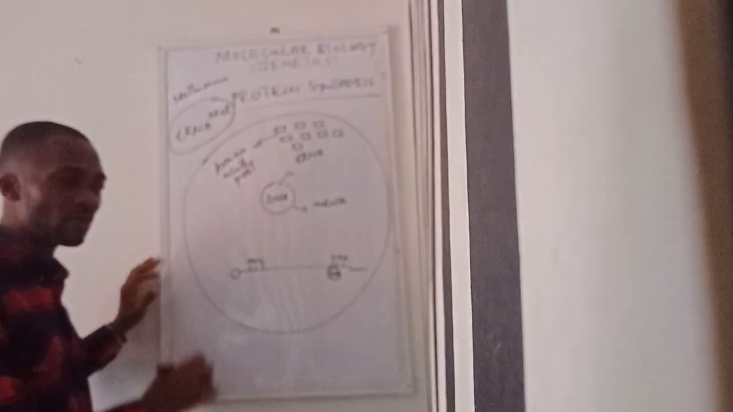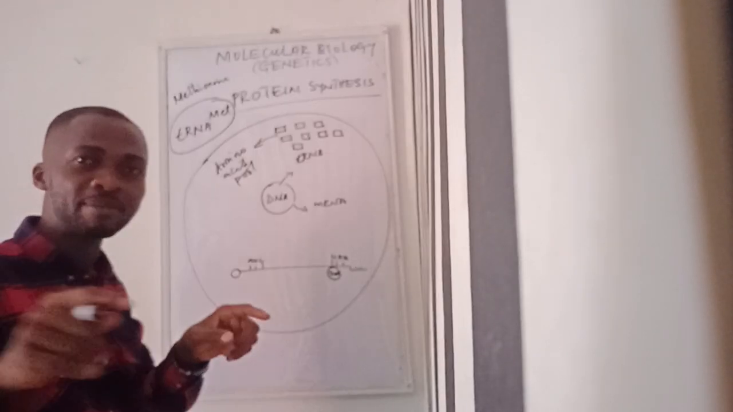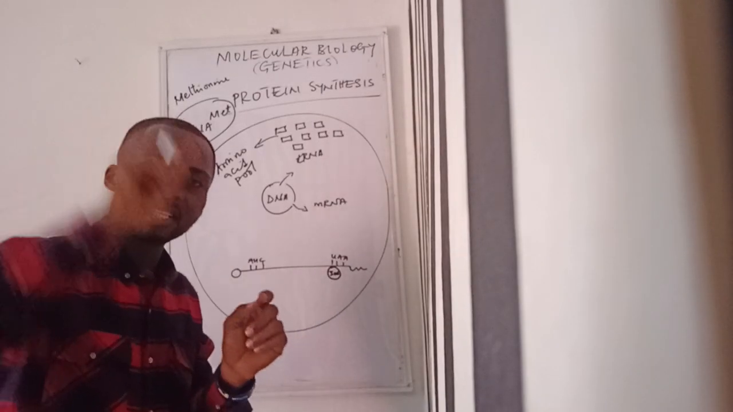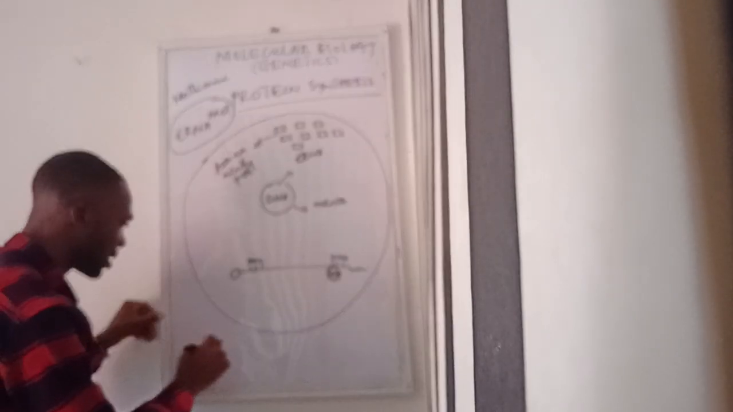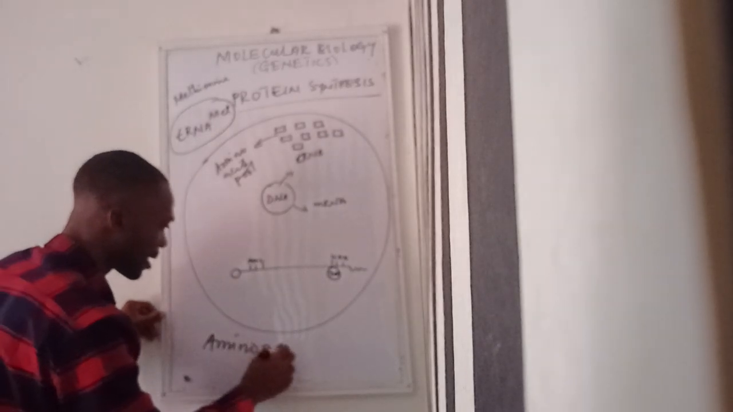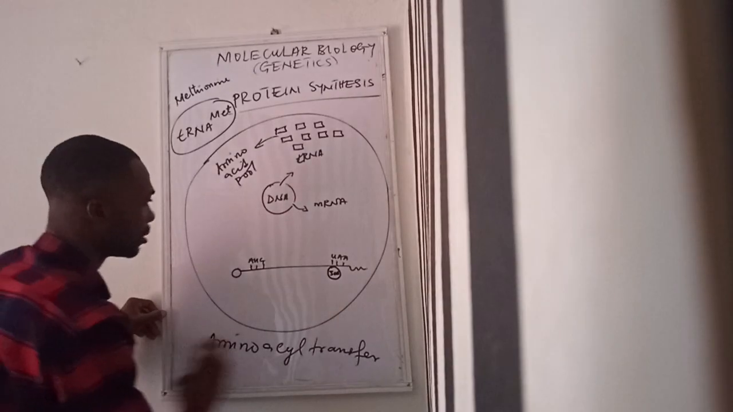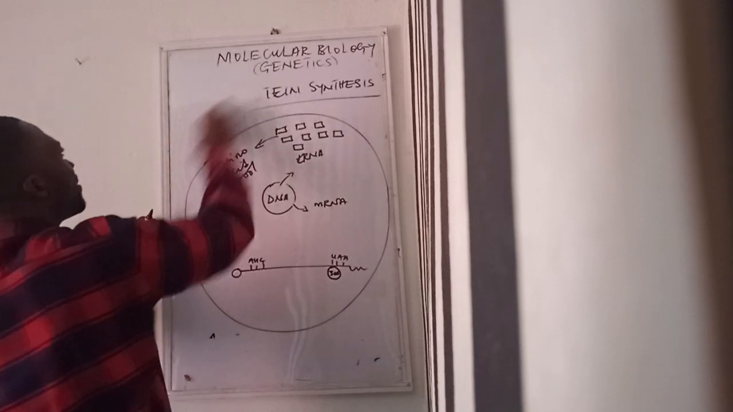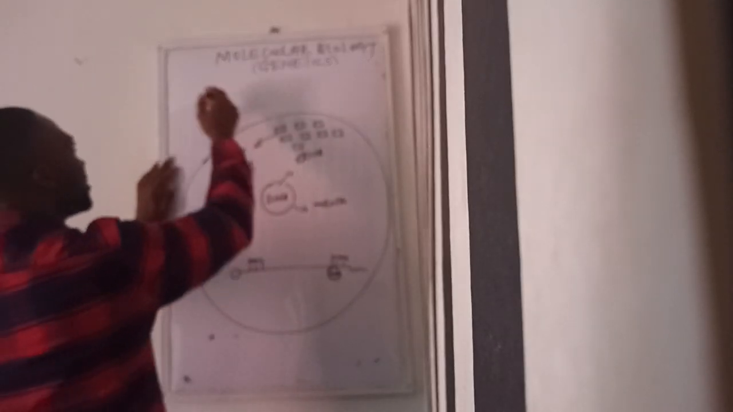It is also important to mention at this point that every amino acid has its own enzyme. The enzyme has to pick the amino acid and position it on the open end of the transfer RNA. So let me write it here: the enzyme that helps in positioning of the amino acid on the open end of transfer RNA.